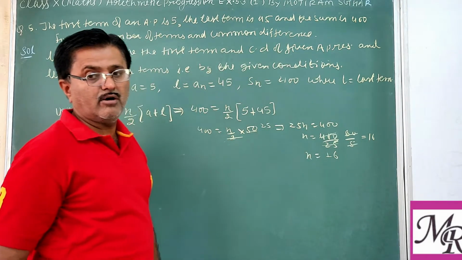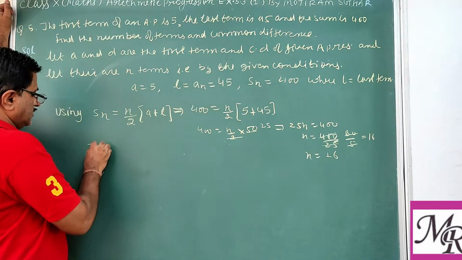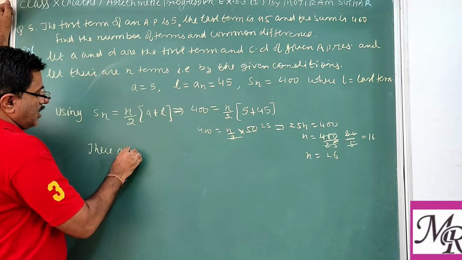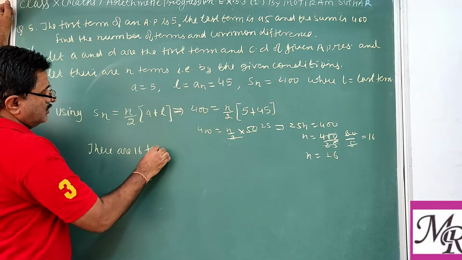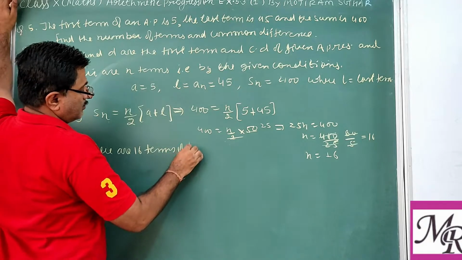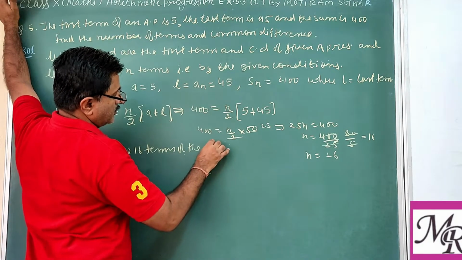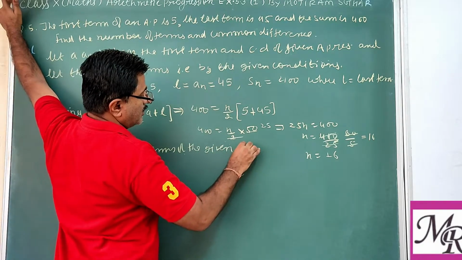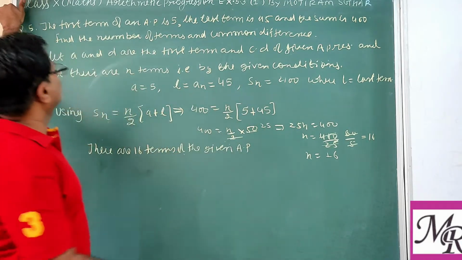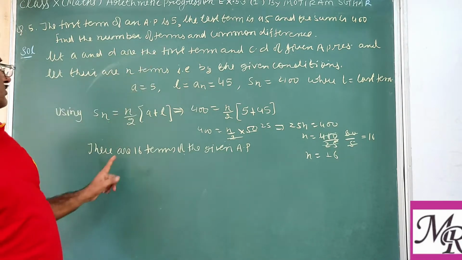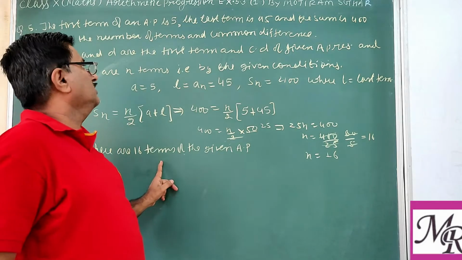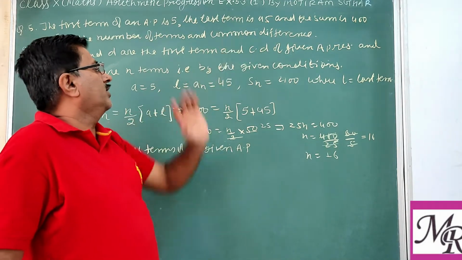So how many terms are there? There are 16 terms of the given AP. This is the first answer. Now you also have to find the common difference. The number of terms is 16.